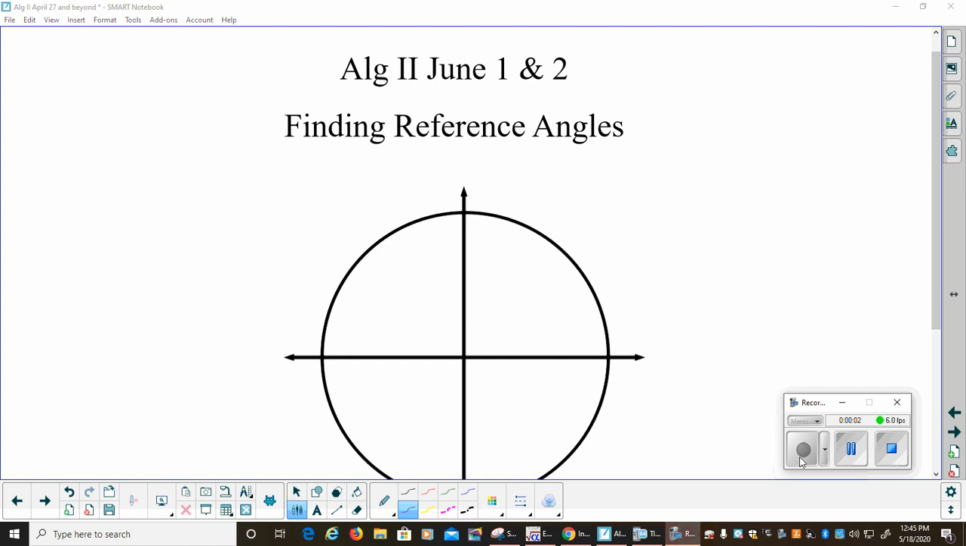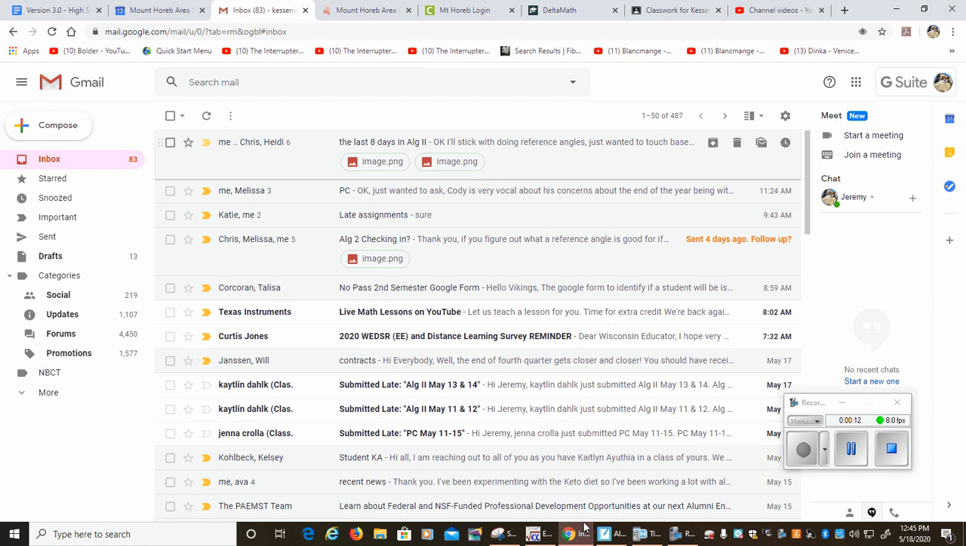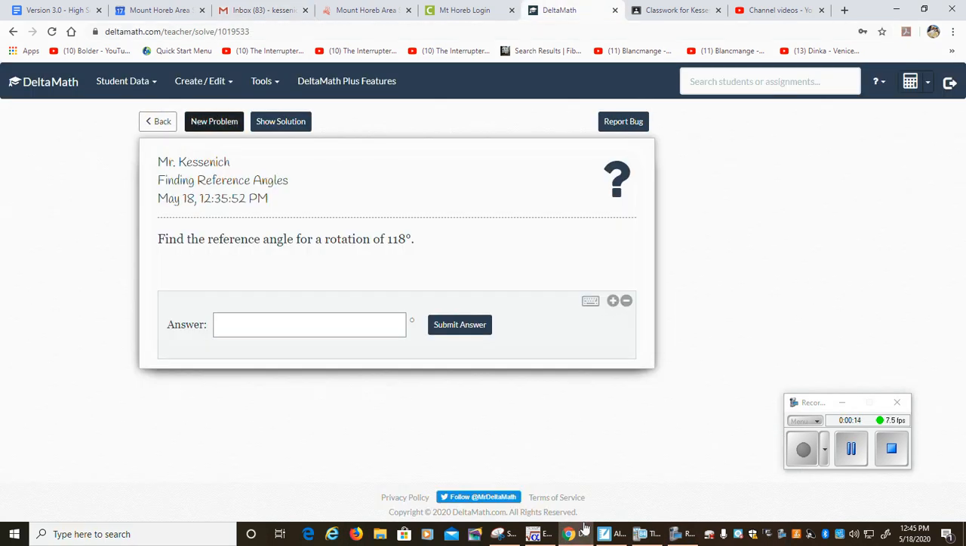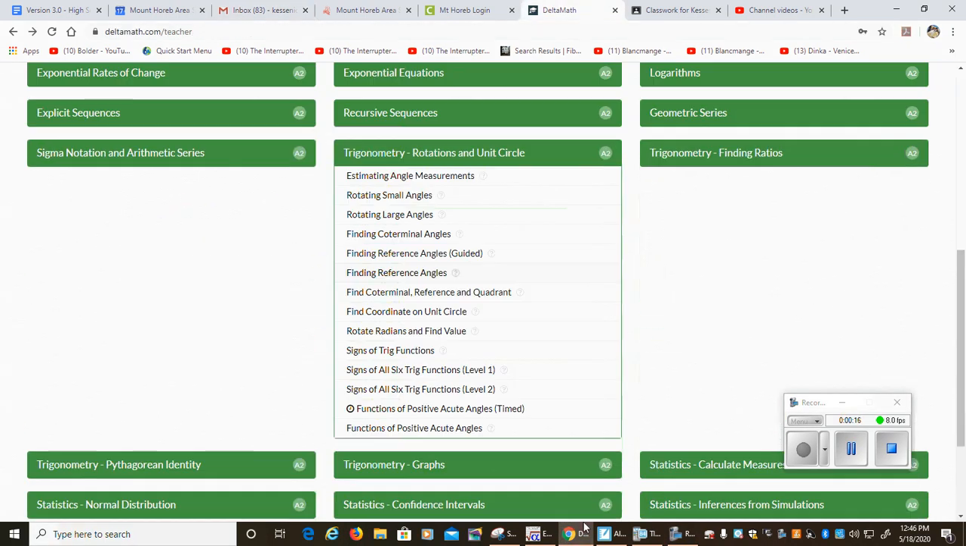Hello everyone. So I'm going to be looking at what's called finding a reference angle. And probably the easiest way to go through it with you is to go back and look at Delta Math and do it when it's live there. So let me back up. All right.